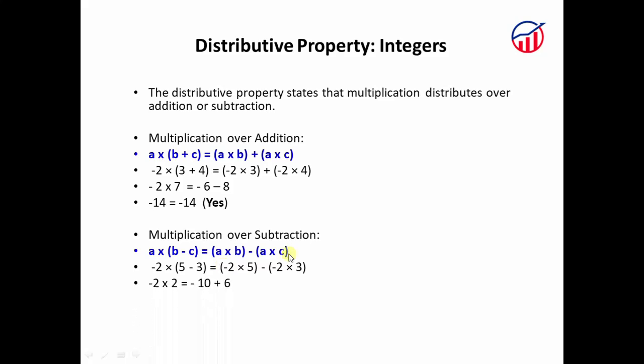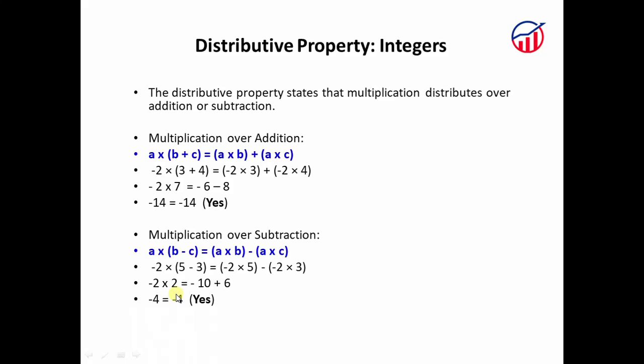So you have negative 2 into (5 minus 3), which is 2, solving the brackets, and negative 2 into 5 is negative 10. So minus 2 into 2 is minus 4, and minus 10 plus 6 is minus 4. LHS and RHS are both the same, hence we call it distributive over subtraction.